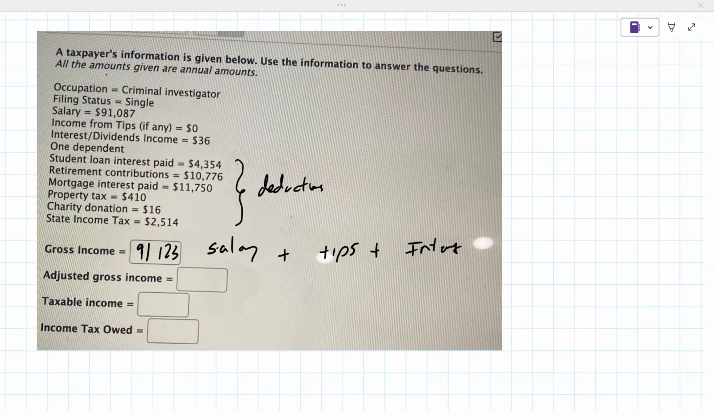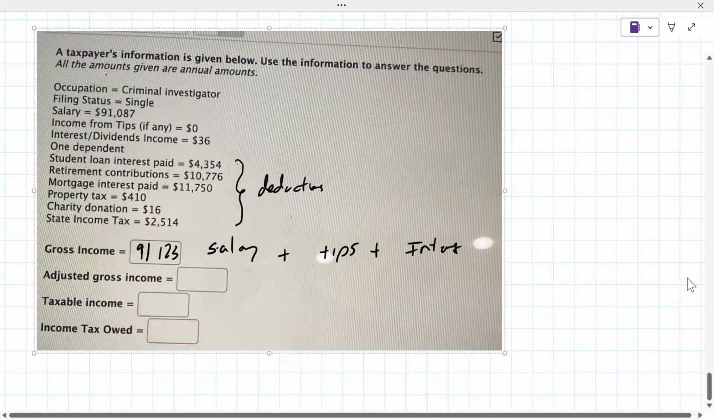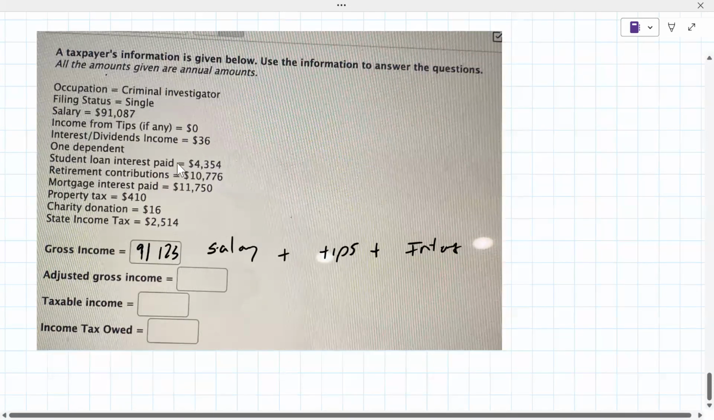Okay. Adjusted gross income is just the adjustments. Okay, so the only thing that's going to affect the, you just said this. All right, so the adjusted gross income is going down by just the student loan interest. Is that what you said?